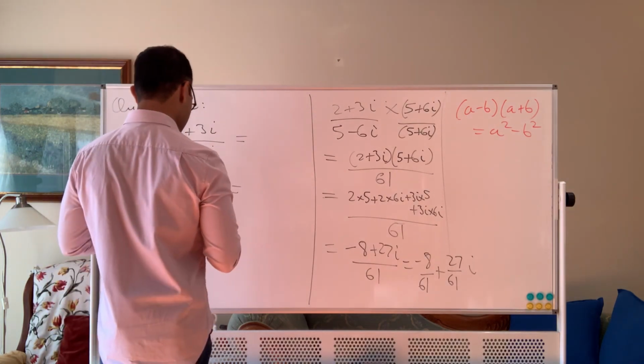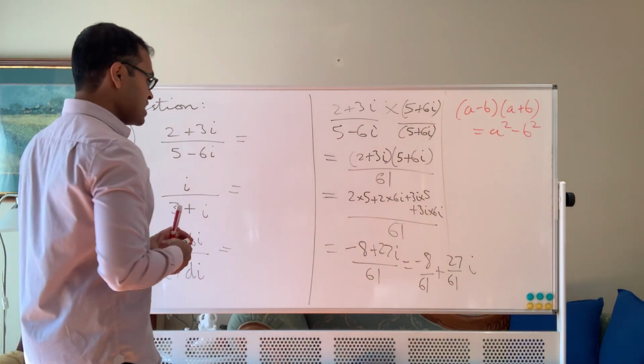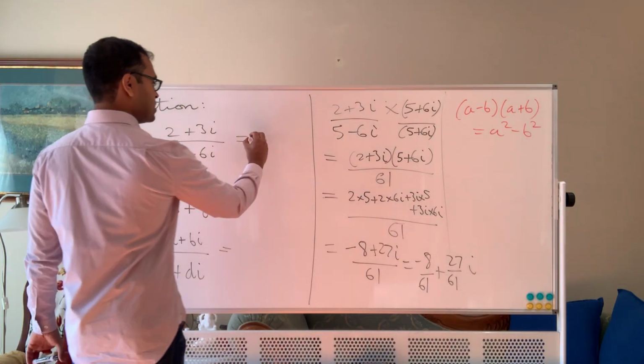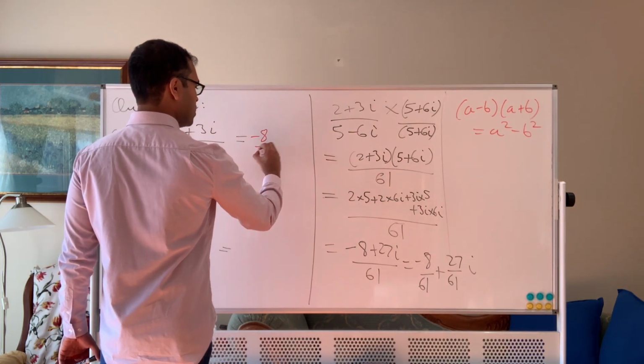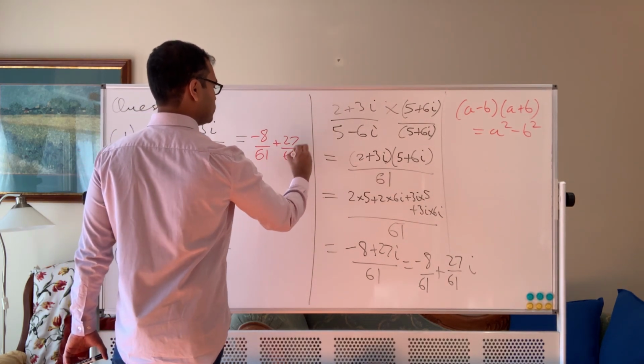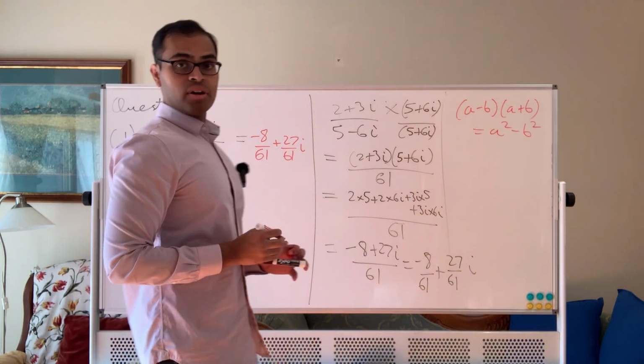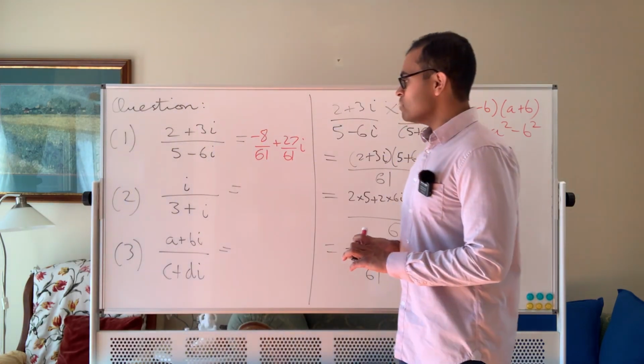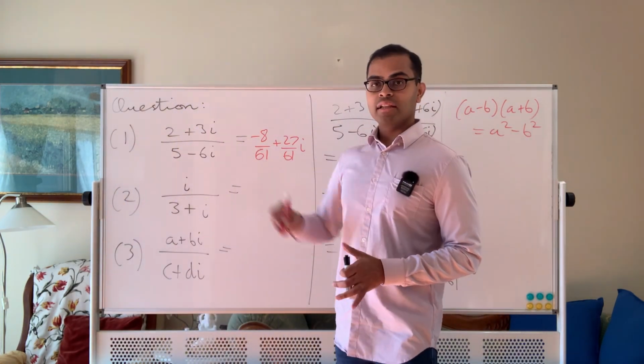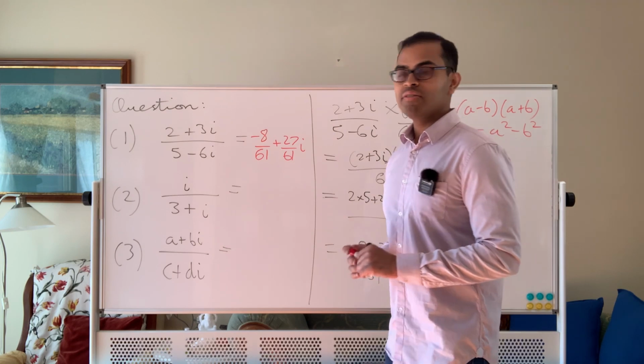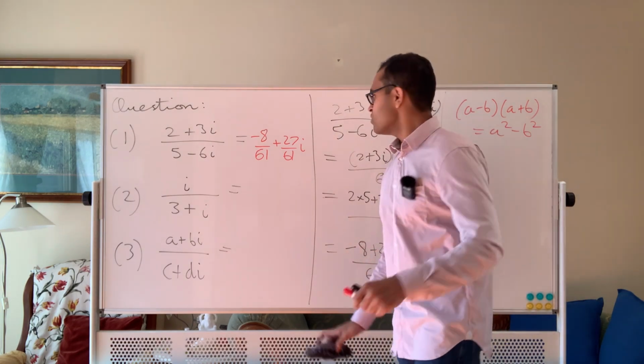It's going to be negative 8. So I'm going to do that in red. It's going to be negative 8 over 61 plus 27 over 61i. Very cool. Okay, so this is the idea. We want to multiply. To make the bottom real, you need to multiply by the conjugate so you can use the difference of squares formula. That's all you have to remember.